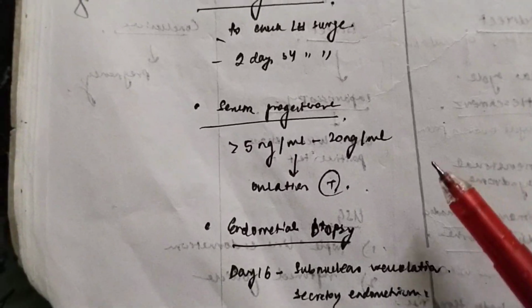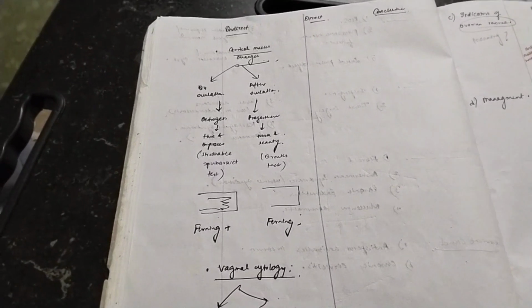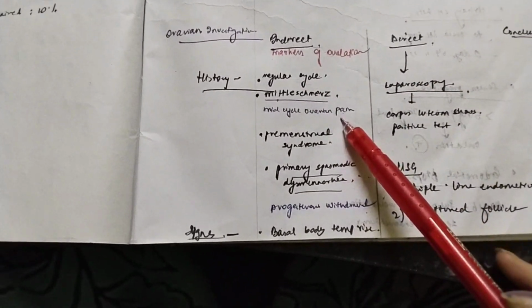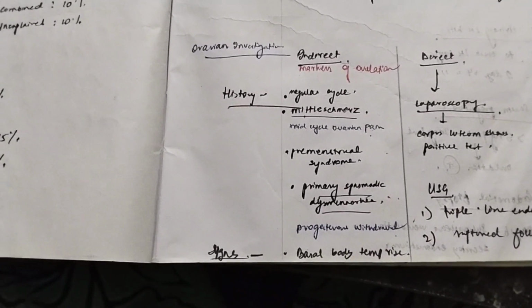Okay, so these 1, 2, 3, 4, 5, 6 are your symptoms, and 7 is your basal body rise of temperature. So these 7 are the markers of ovulation.